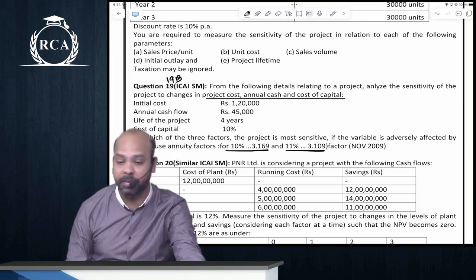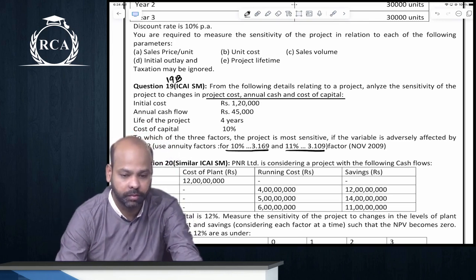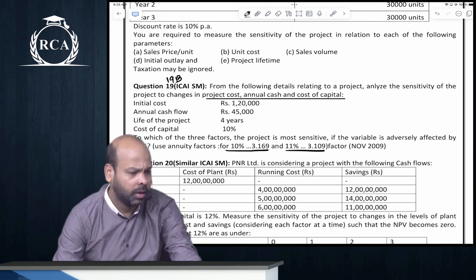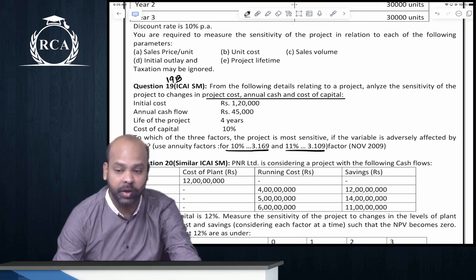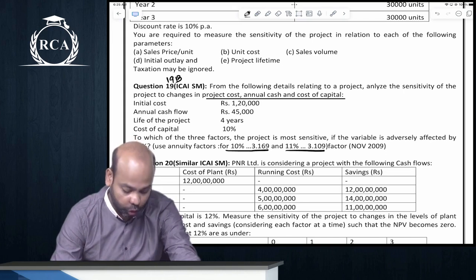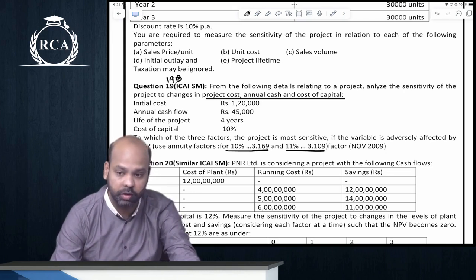Compute your existing NPV. You know the amount of initial investment. You know the amount of annual cash flow. You know the life of the project and the cost of capital.